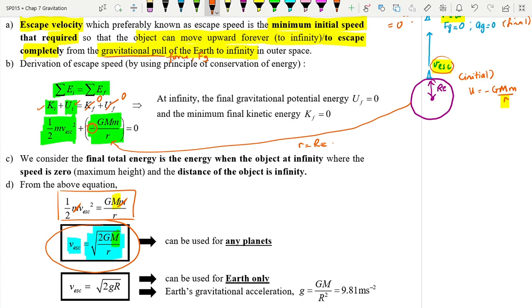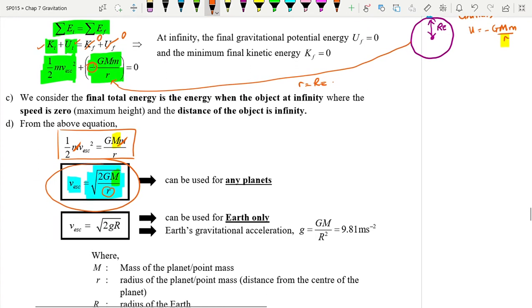Okay, so macam mana pula dengan R dekat sini? R ini adalah, kalau dalam case situation yang saya tengah discuss tadi, dia akan jadi R of any planet yang dia nak escape. Okay, sebab the initial point adalah pada surface of that planet. Okay, so just ambil sahaja radius of that planet. Contohnya adalah Earth. Okay, so simply just use the formula of square root 2GM over r.